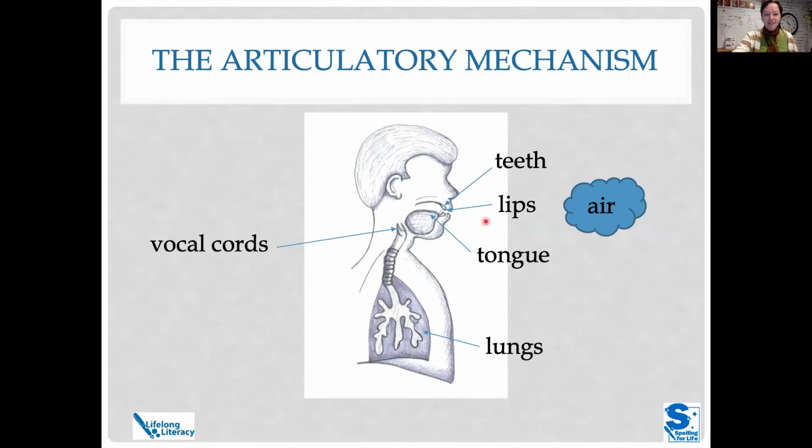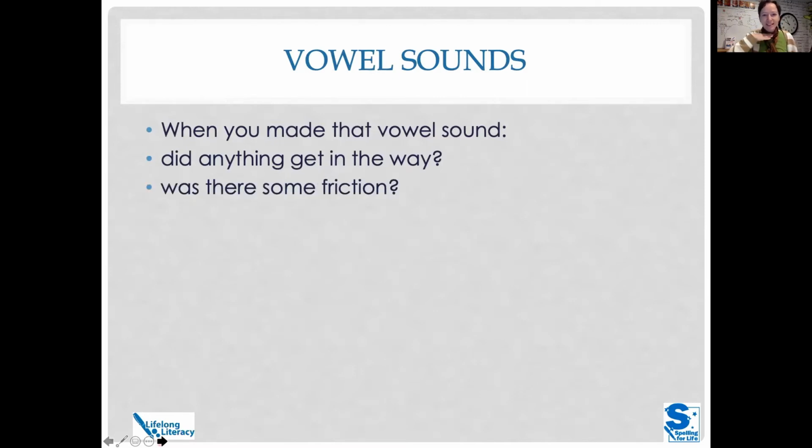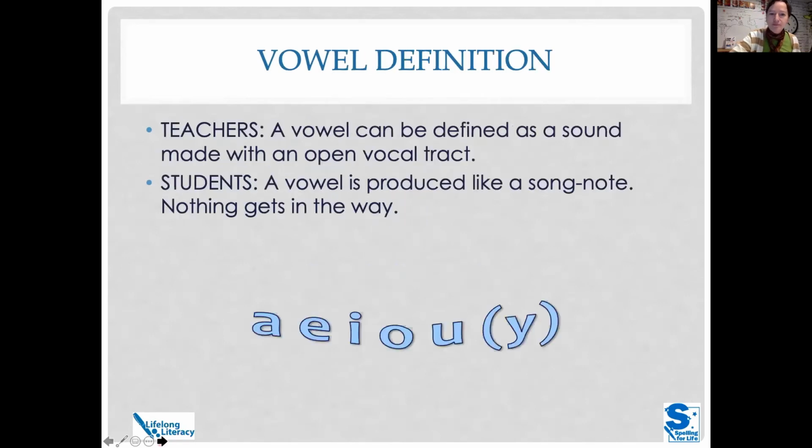When you said E this time, I'll ask you the qualifying questions about E. When you made that vowel sound, did anything get in the way? E. Was there some friction? E. Wasn't making any friction, nothing got in the way. My mouth wasn't wide open, yeah, but there was nothing stopping the air from coming out momentarily. If the answer to either of those questions is no, then what you have is a vowel. That's the difference. So your definition: a vowel is a sound made with an open vocal tract, right? So that tube that goes from the lungs to the lips is open with a vowel. Nothing's getting in the way.